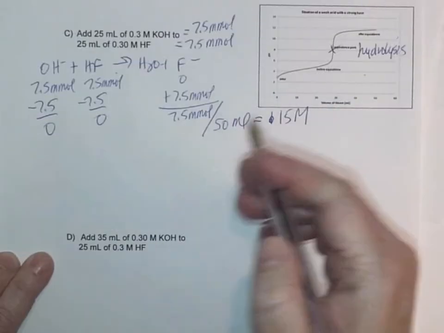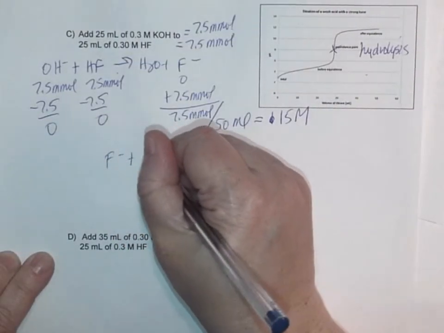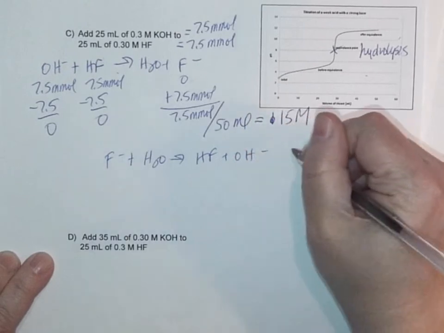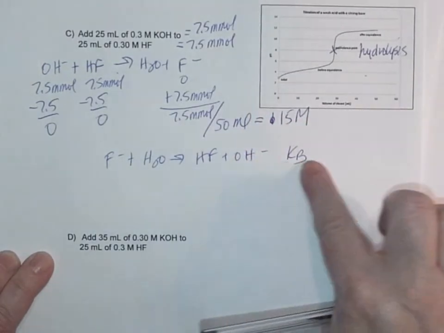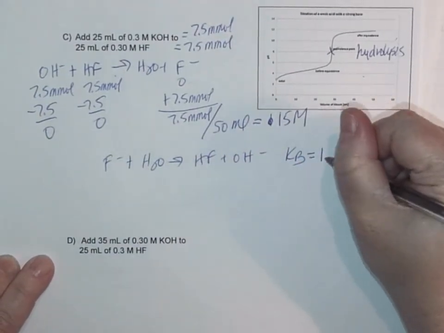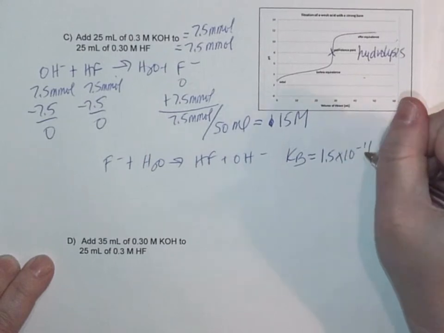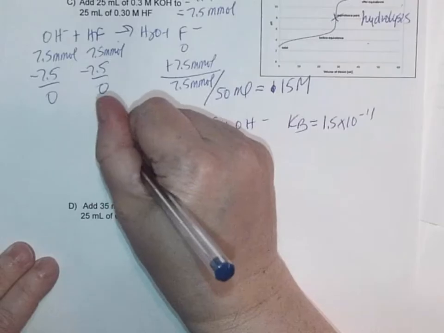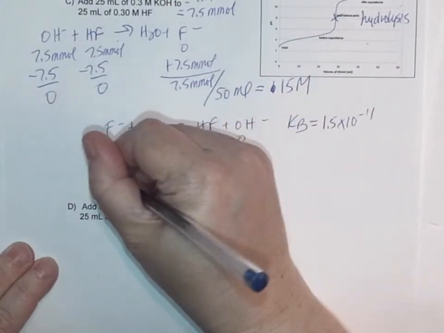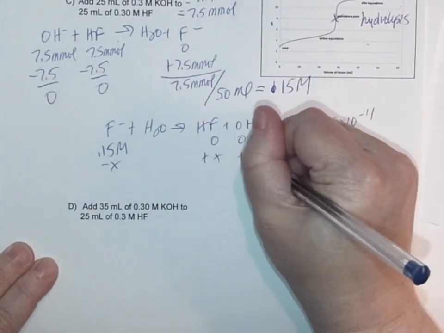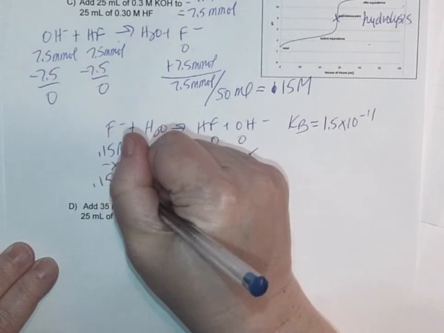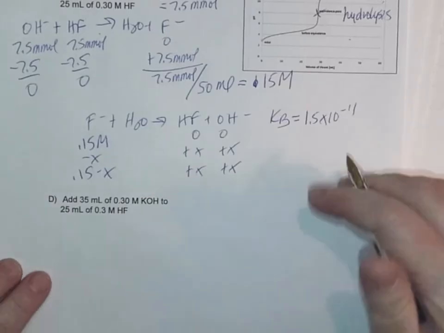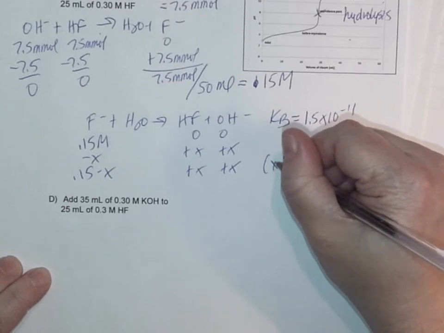Now I write that hydrolysis reaction with that fluoride ion to make HF plus OH. Oh, Kb. I wrote a hydroxide. I need a Kb. That's 1.5 times 10 to the negative 11. Put my initial amounts here because I'm in molarity now, so that's a good thing. And a little bit of that's going to make some of this other stuff on the other side. Like I said, I feel like I'm cooking. A little bit of this makes some of that.